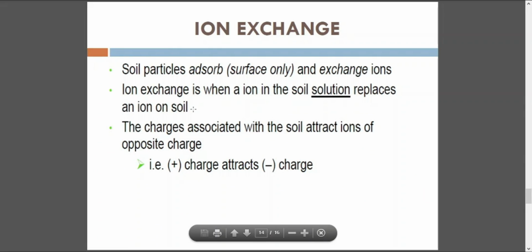Like we earlier saw, in ion exchange we normally have different ions that are suspended in the soil solution replace the ions that are adsorbed on the soil colloid surfaces. So if the soil surfaces are negatively charged, then we will have adsorption of positively charged cations.